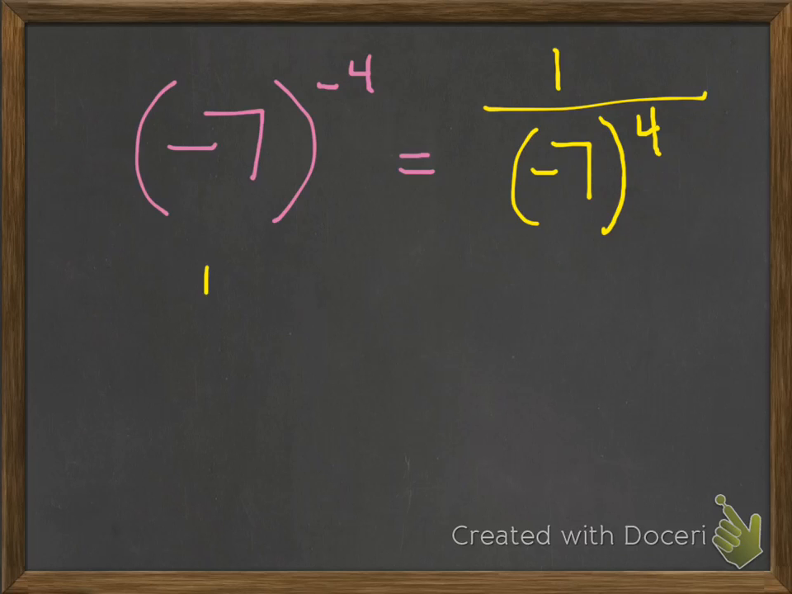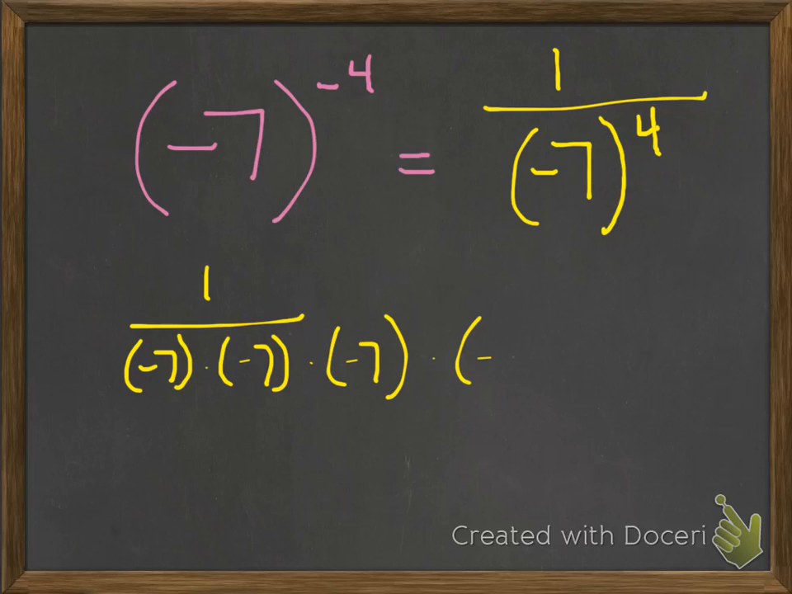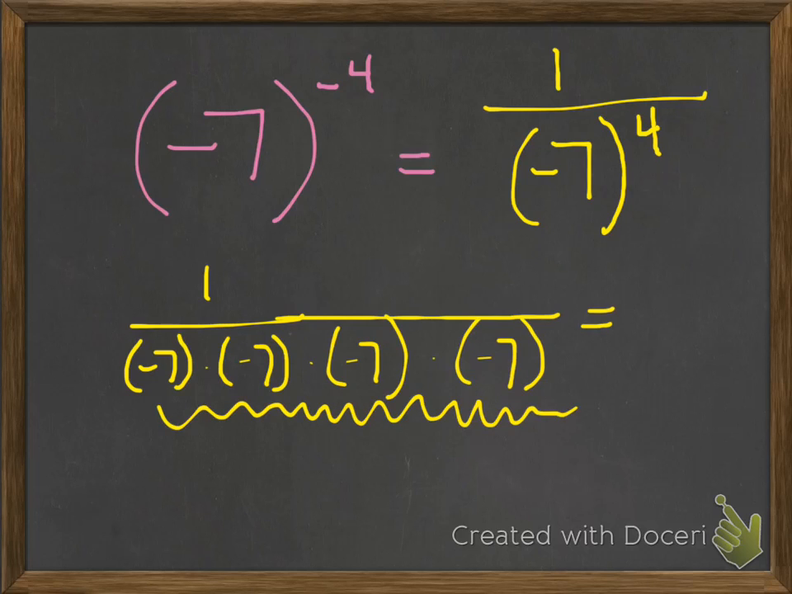If you were to evaluate this or simplify it, you would just be multiplying negative 7 times negative 7 times negative 7 times negative 7 on the bottom. And I'm not going to make you do all that right now, but just remember that if you're asked to evaluate or simplify, that means actually go through and multiply those out so that you end up with one answer. 1 over, this would be some big number. Your turn to practice.